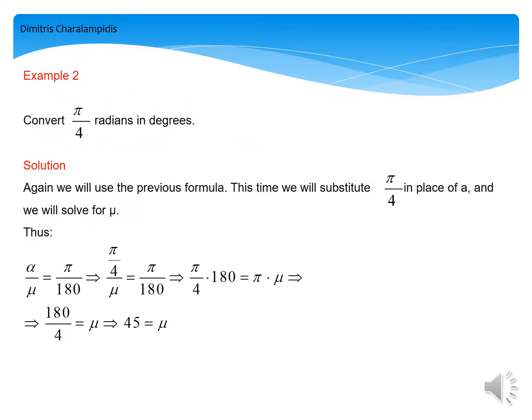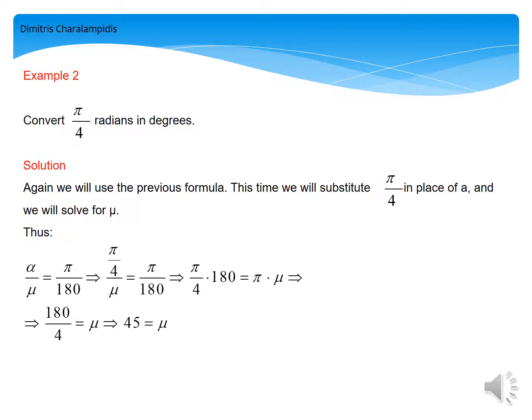Second example, convert pi over 4 radians to degrees. Again, we will use the previous formula, but this time we will substitute pi over 4 in place of A, since we were given an angle in radians, and after that we will solve for μ, since μ represents the degrees of the angle. So, we begin by writing A over μ equals pi over 180.